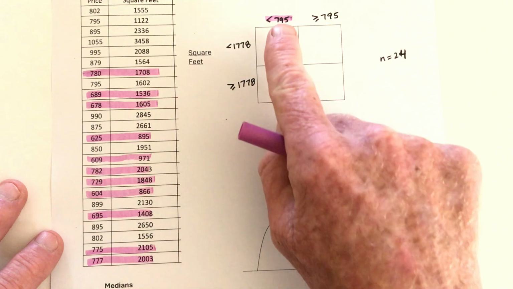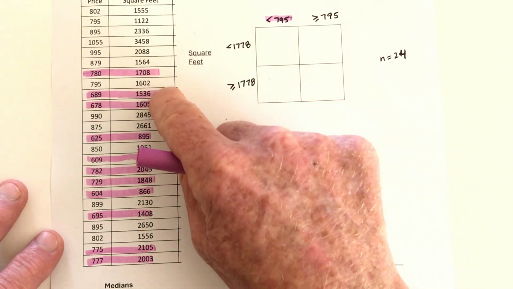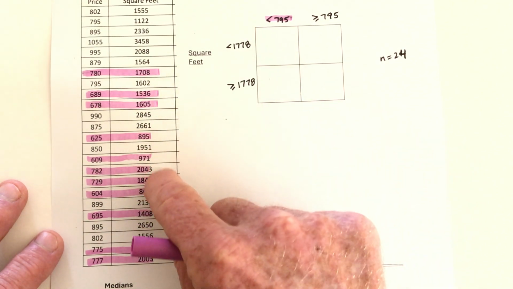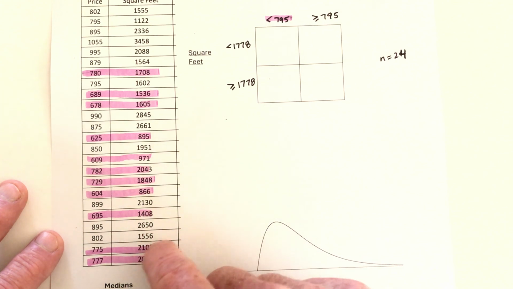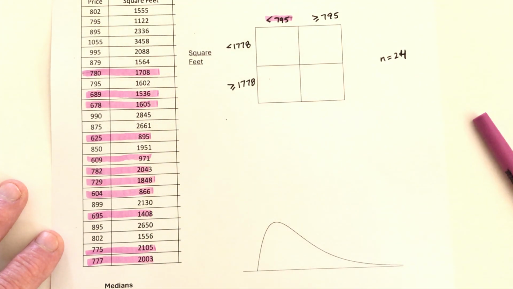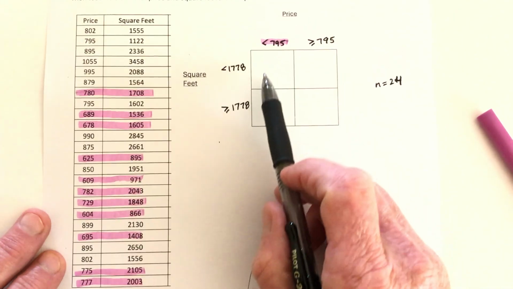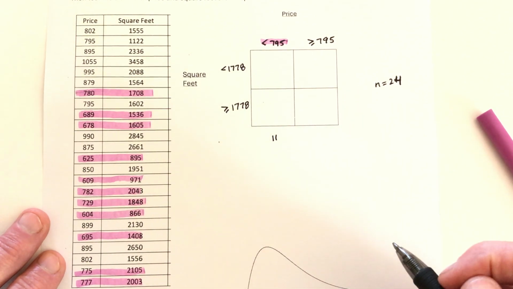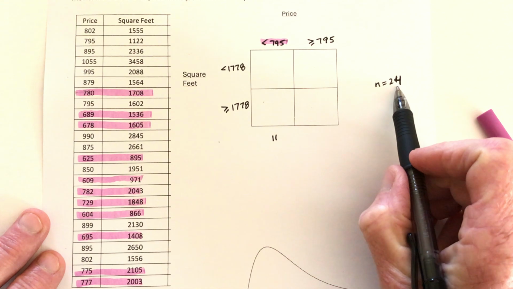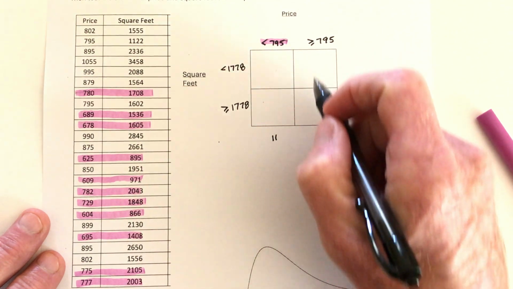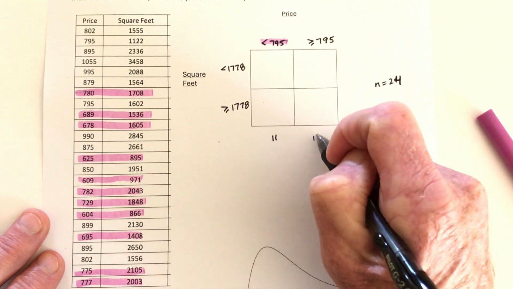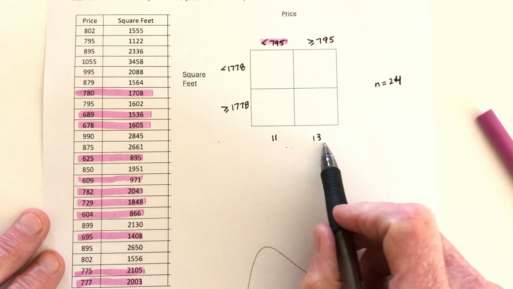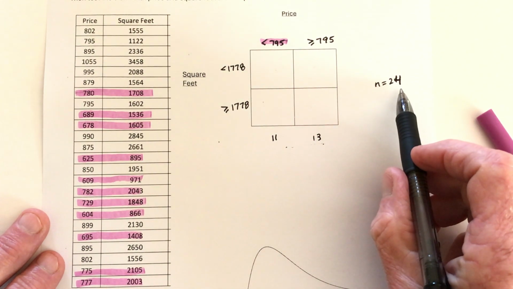So as far as the purple ones, that's 1, 2, 3, 4, 5, 6, 7, 8, 9, 10, 11. So that means when I add up these two squares, that's going to add up to 11. And because the total is 24, I know that when I add up these two squares, that's going to have to be 13. So that's going to be a total of 24 homes.